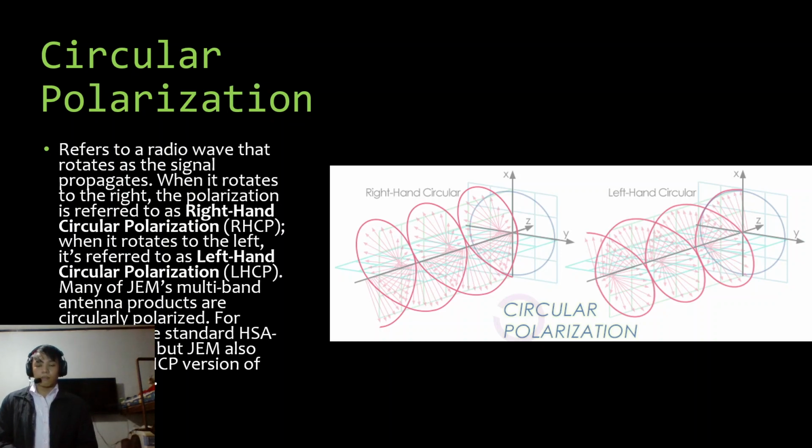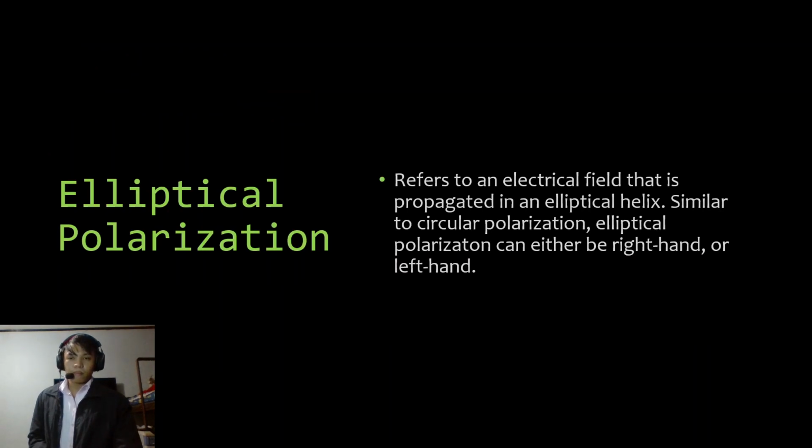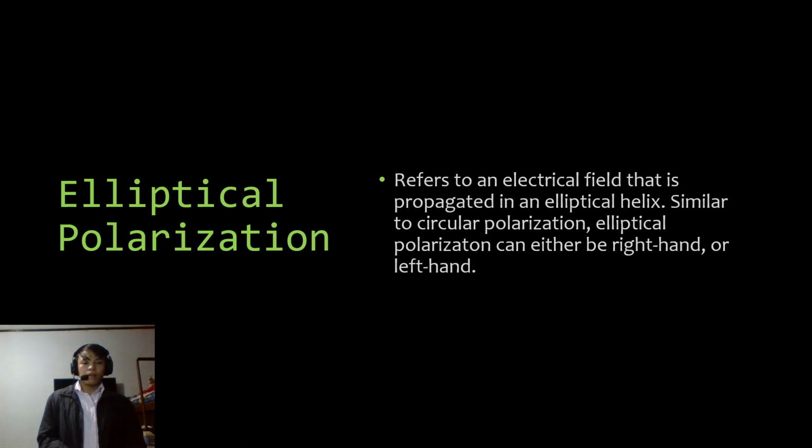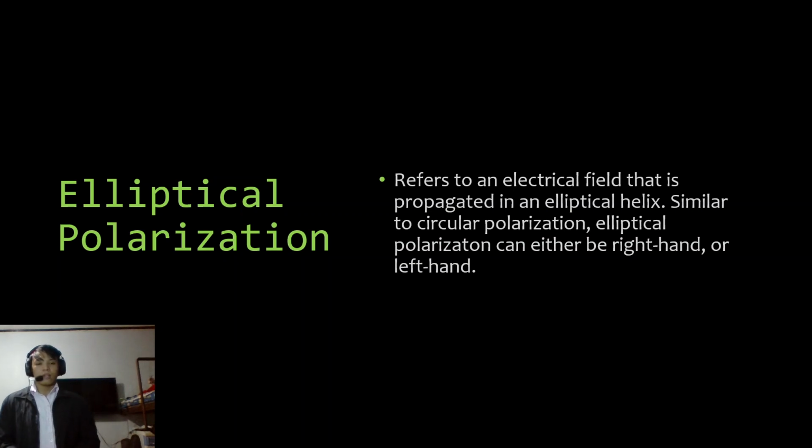But GAM also makes a left-handed polarization version of the antenna. So, elliptical polarization. It refers to an electrical field that is propagated in an elliptical helix. Similar to circular polarization, elliptical polarization can be either right-hand or left-hand.